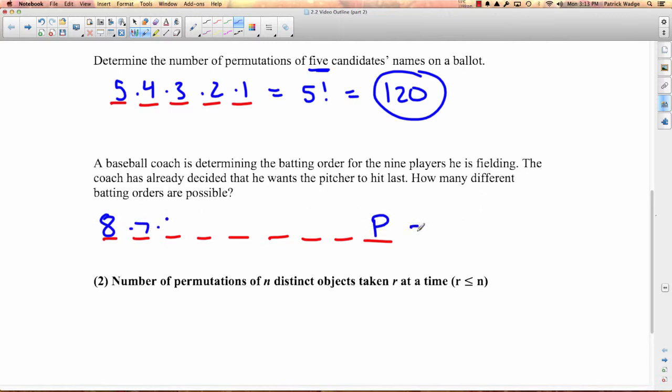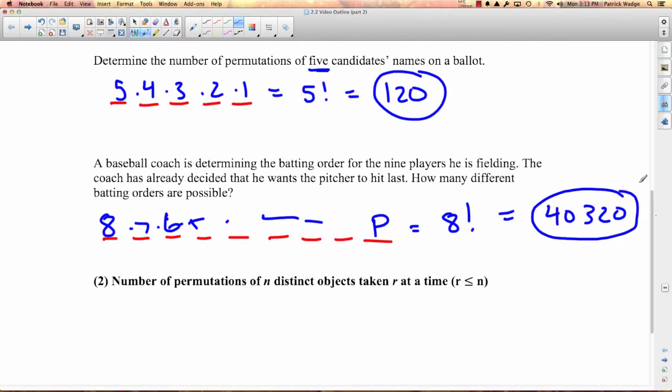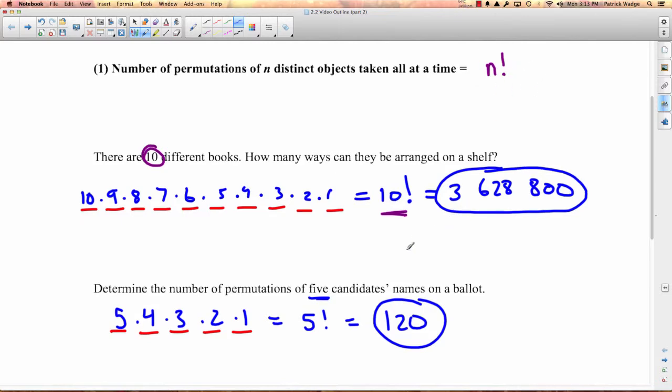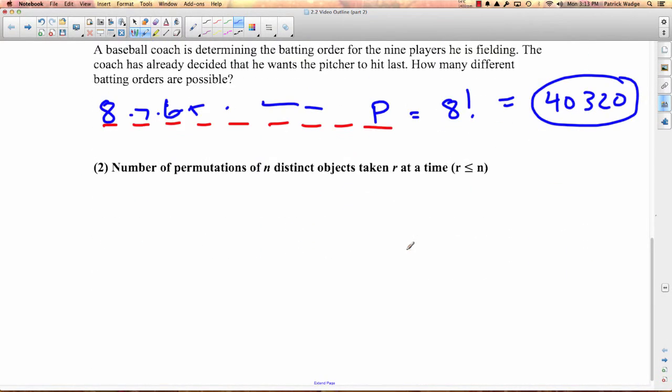Why don't we just stop this charade and do 8 factorial? Right? Which is 8 times 7 times 6 times 5, and so on. And if you do 8 factorial, you'll get 40,320. So we already did questions of this type. We just didn't know they were permutations specifically, and we didn't really have the formula, but there you go. It's just like the stuff we already did.